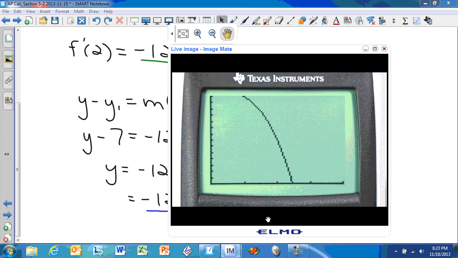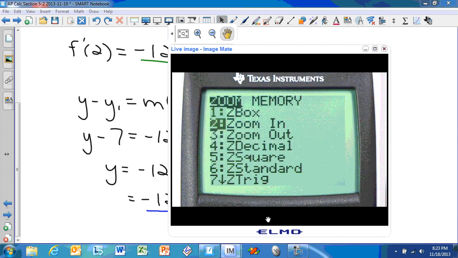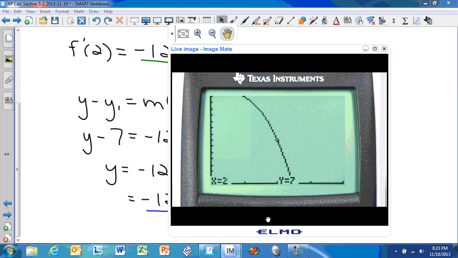If you wanted a better sketch, obviously you could zoom out, but what I want to do is zoom in on this point at 2, 7. So if you go to zoom and choose zoom in, the nice thing about putting 2, 7 right at the center of my screen is that's where it starts out trying to pick a point to zoom in on. So that's actually exactly where I want to be. So I'll just press enter there.